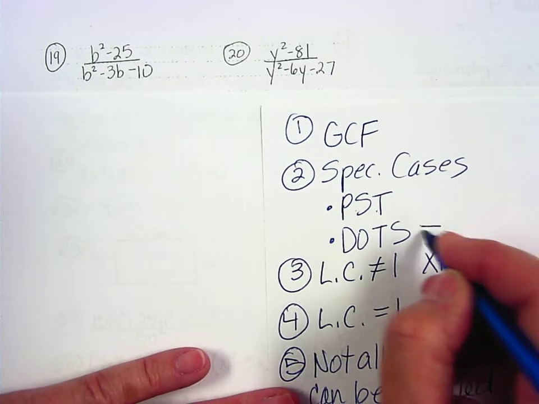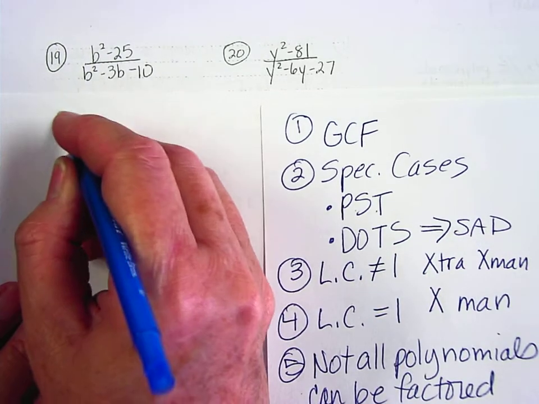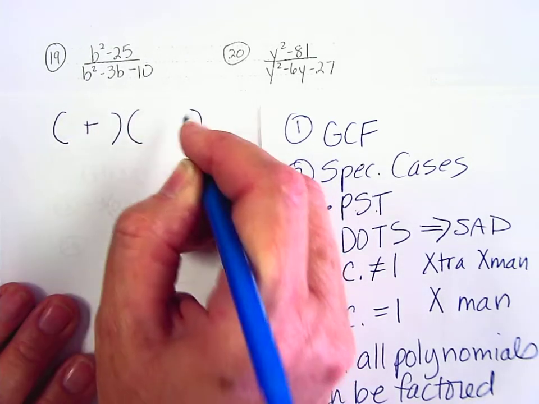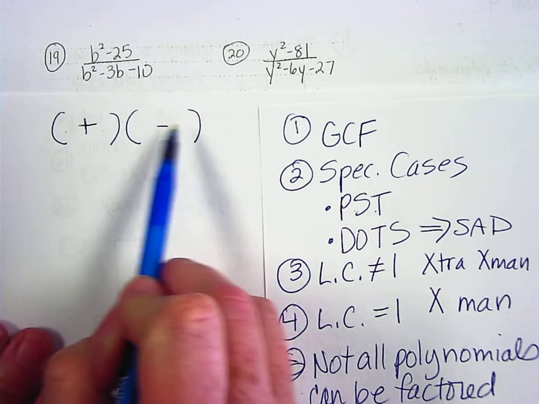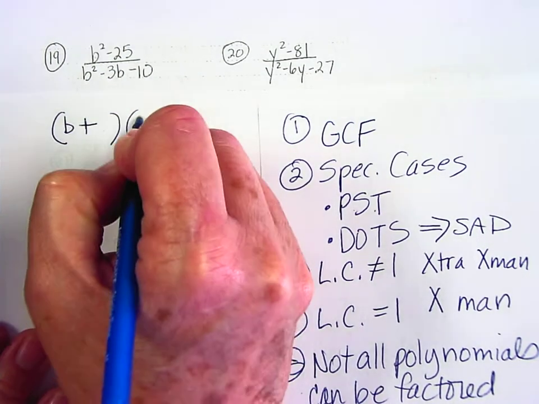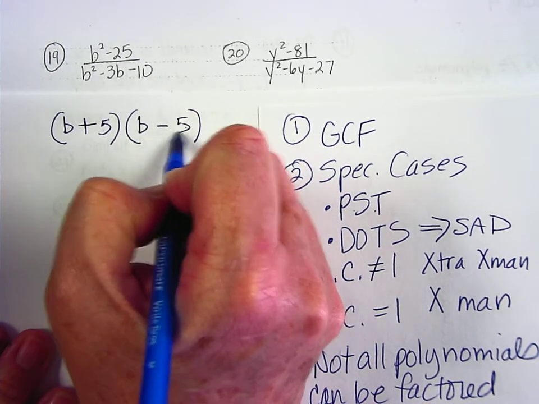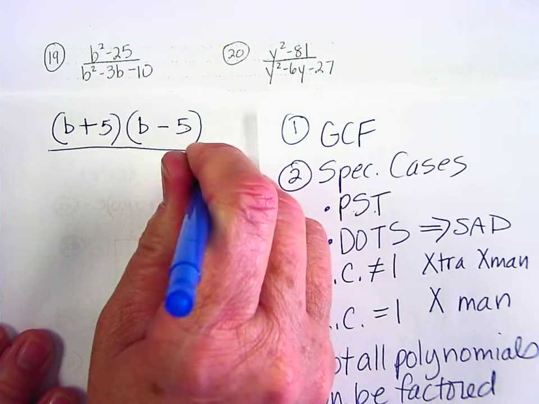So when I factor dots, we use sum and difference. So sum means add and difference means subtract. Now what goes here and here and here and here? Well, the square root of b squared is b, so those are your 2 first terms. Square root of 25 is 5. There's your other 2 terms. You just factored that difference of 2 squares.